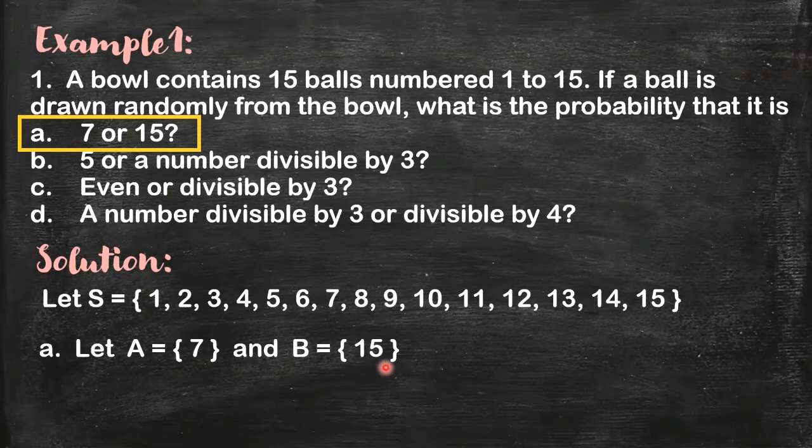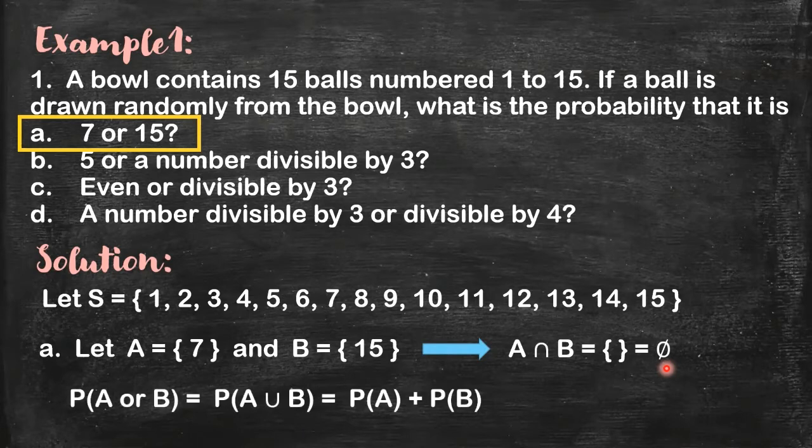And then, note that they have no intersection. They have nothing in common. So, they are mutually exclusive events. Their intersection contains nothing. This is our notation for an empty set. Now we get the probability of their union. Since they have no intersection, there is no minus probability of A intersection B. We just get the probability of A plus the probability of B.